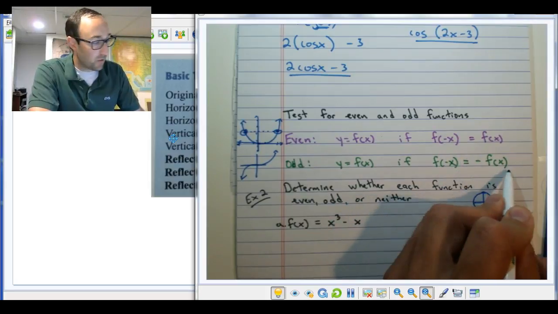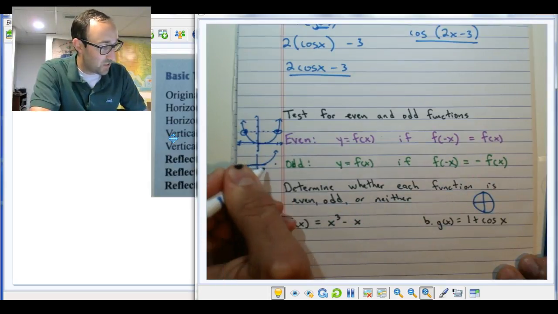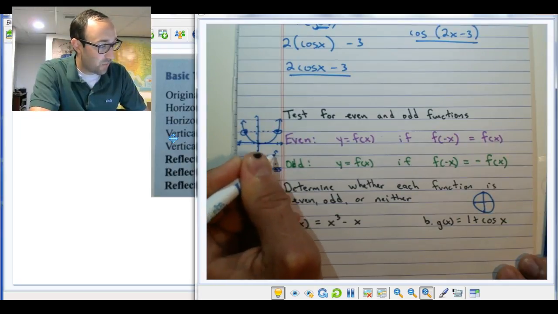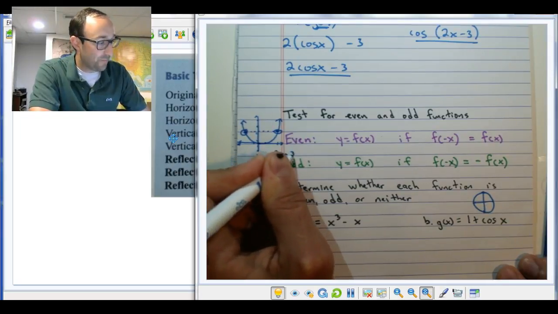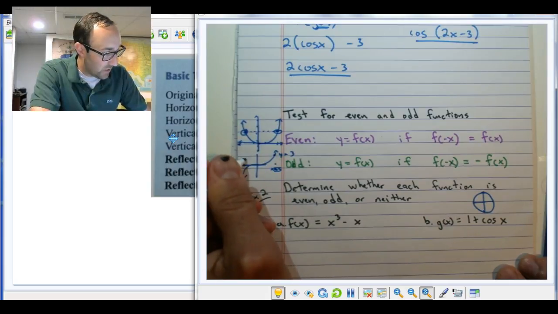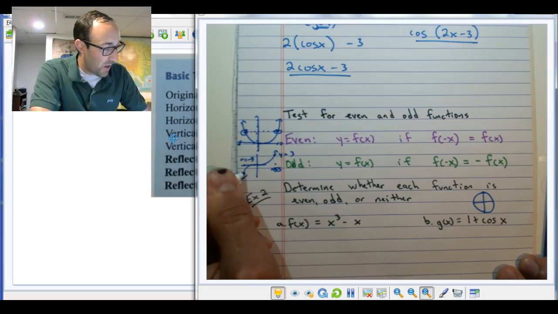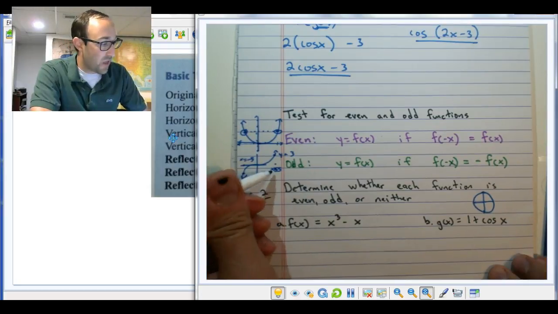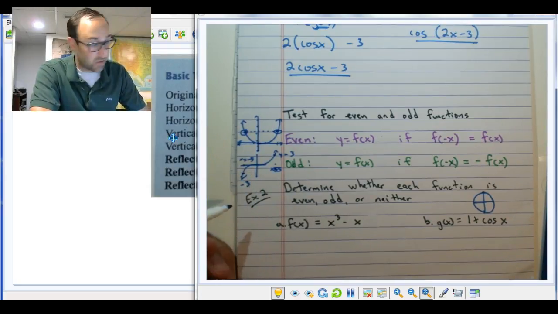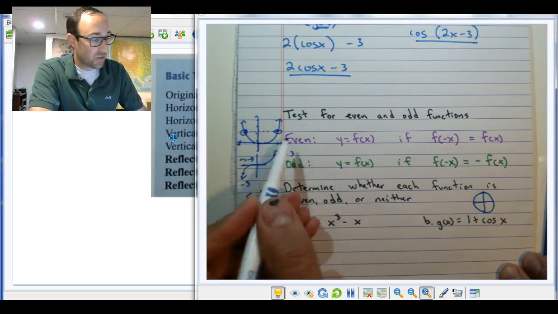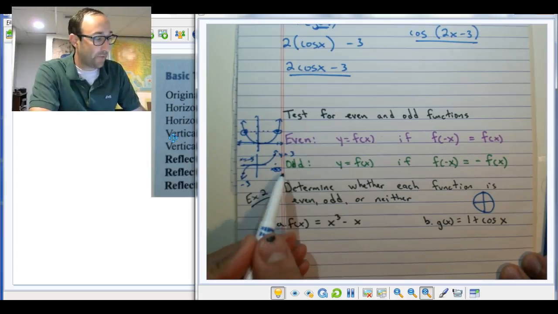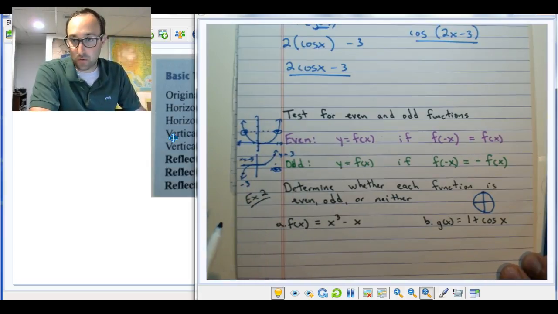And an odd function, if you plug in the negative value for x, you get the negative value for y. So let's say this was x equals 5, and up here is y equals 3. When I plug in x equals -5, this y has to be a -3. That way, with the x's switching, the y's also switch. That's an odd function. The even functions, the x's switch signs, the y's do not switch signs. Odd function, the x's switch signs, and so do the y's.